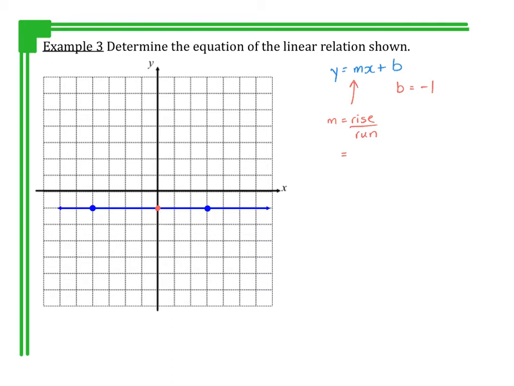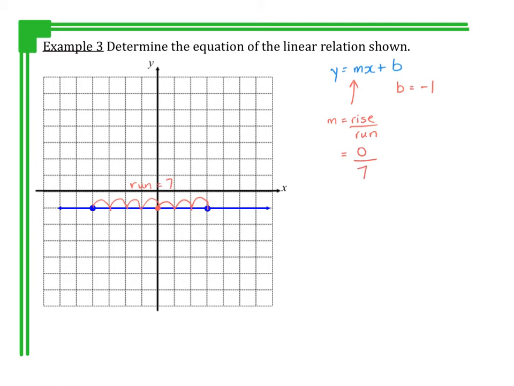So if I move from the point on the left to the point on the right, and I try to calculate rise and run, there is no rise. You are not going up at all to get from this point to this point, okay? So the rise of the line is 0. The run of this line to get from the point on the left to the point on the right would be 1, 2, 3, 4, 5, 6, 7. So the run is equal to 7.